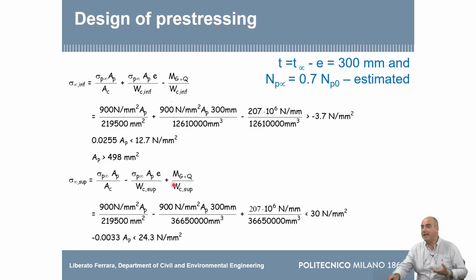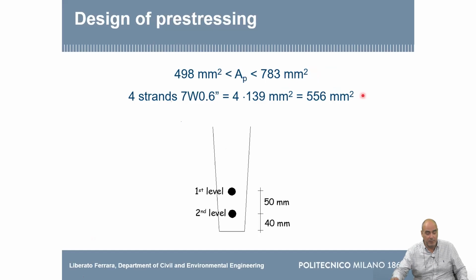And you see here I get that AP must be higher than something. So I have a minimum area of pre-stressing. I have to put a minimum pre-stressing because I have to counteract the effect of the loads. And if you end up with the numbers, you see that your range of values is not that high. You can be between 5 and 8 square centimeters. You have not much margin.